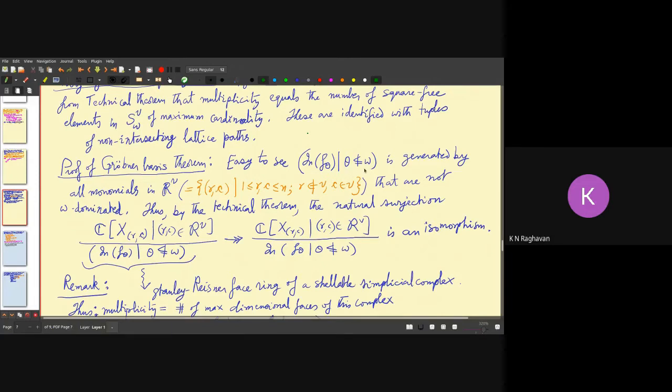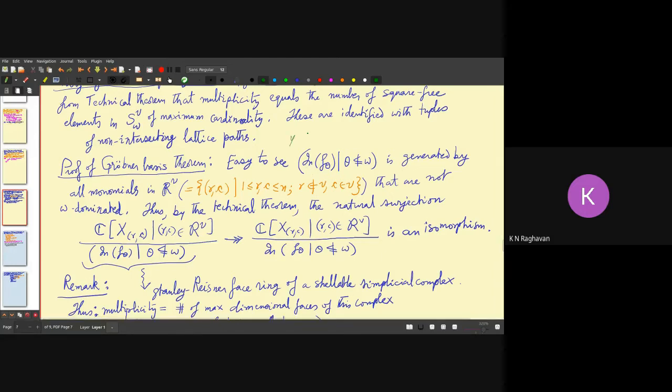I'm taking theta not less than or equal to W, which means precisely that this initial F theta, that V chain, is not going to be W dominated, okay? Thus, by the technical theorem, the natural surjection is going to be an isomorphism. So let us look at this surjection. What am I doing here?